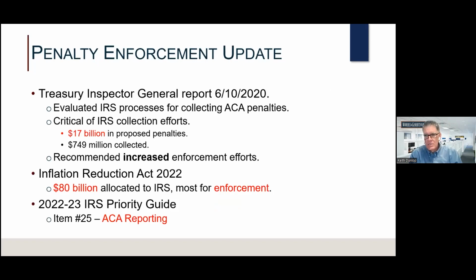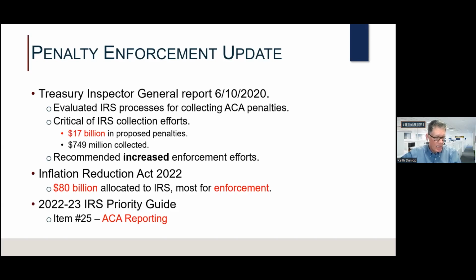I talked last year about the Treasury IG report from June of 2020, which was very critical of the IRS in collection efforts for ACA penalties. They noted that the IRS assessed $17 billion in fines, but only collected $759 million. The Inflation Reduction Act of 2022 allocated $80 billion in funding to the IRS, and most of that is going towards enforcement.